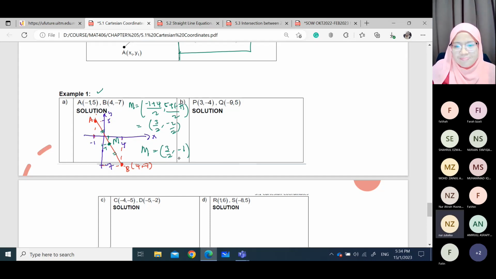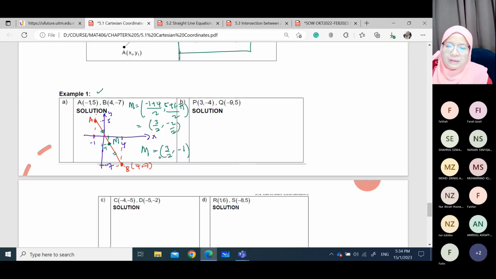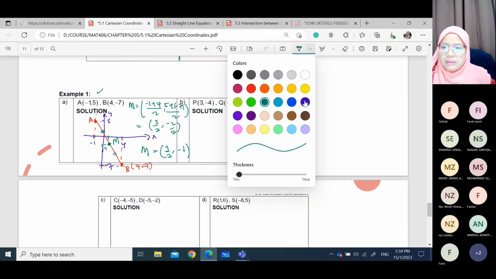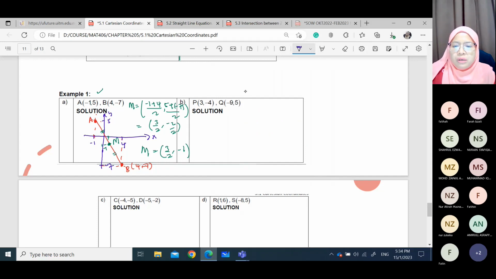Okay, faham dah. Yang lain dapat M, midpoint 3/2, negative 1. So point dia dekat sini lah. Boleh? Okay, so kalau tak ada soalan, kita tengok B pula.